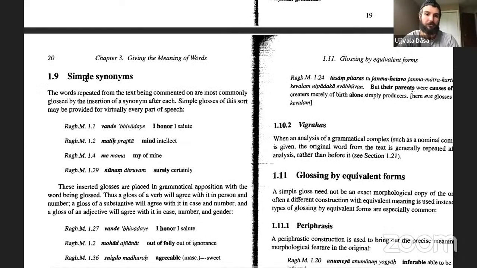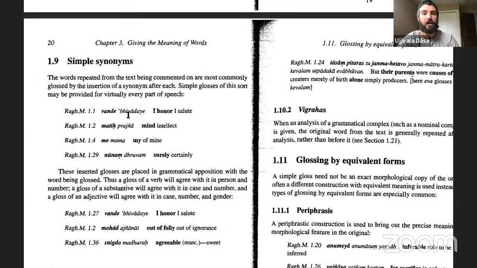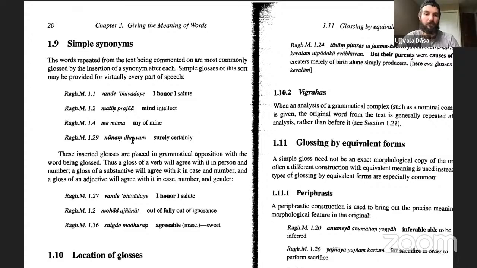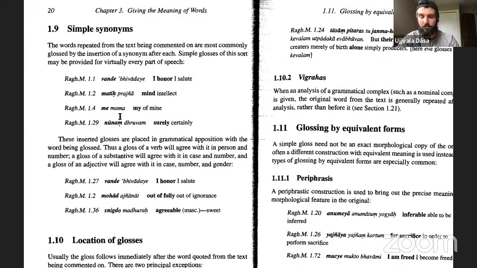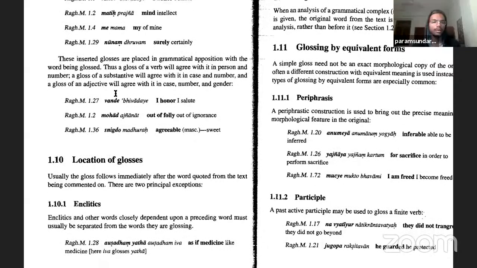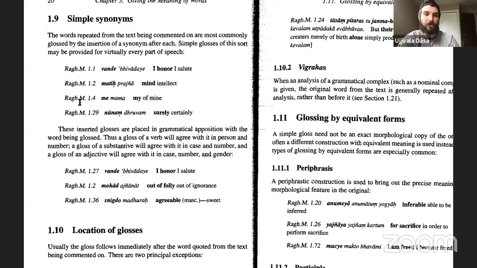So first, simple synonyms. The words repeated from the text being commented on are most commonly glossed by the insertion of a synonym after each. Simple glosses of this sort may be provided for virtually every part of speech. Vande abhivadaye. I honor means I salute. Vande means abhivadaye. Matihi pragya me mama nunam dhruvam. So simple synonyms. These are examples from Raghuvansha. What does this M stand for? I think it means Mahakavya. But I could be wrong.